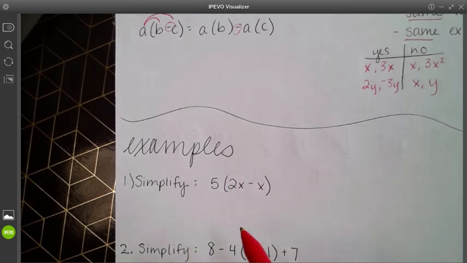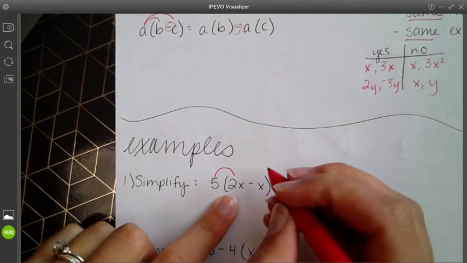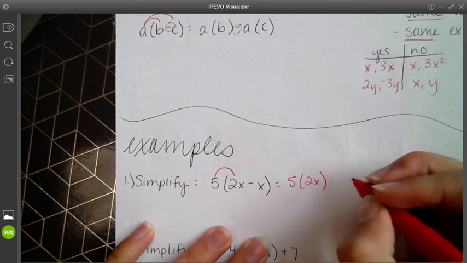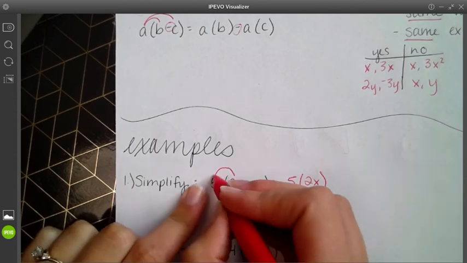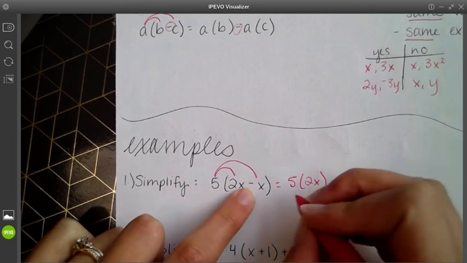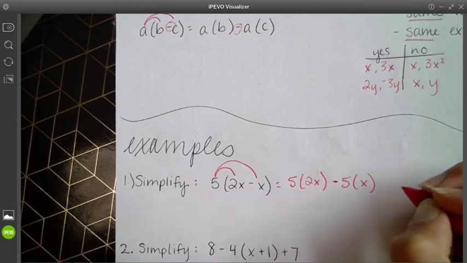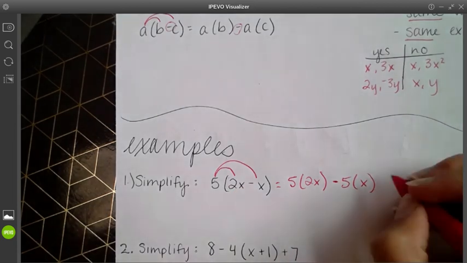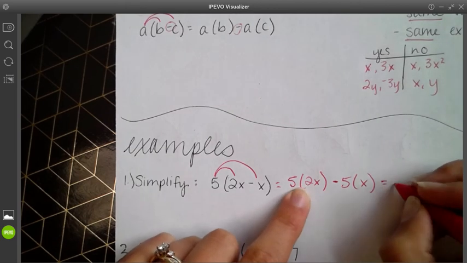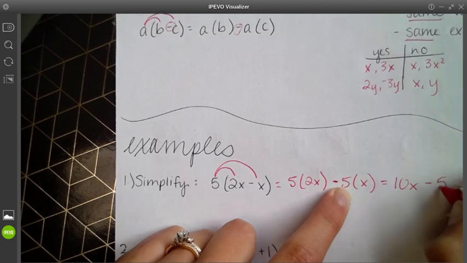So I'm going to distribute. I'm going to distribute the multiplication of the 5 to the 2x. Okay, so I can actually rewrite that as 5 times 2x. And then I'm going to distribute the multiplication from 5 to the negative x. So we're subtracting, okay, so now I can just do 5 times x. And now I'm going to rewrite it and simplify. 5 times 2x, 5 times 2 is 10, keep the x, minus 5 times x, which is 5x.